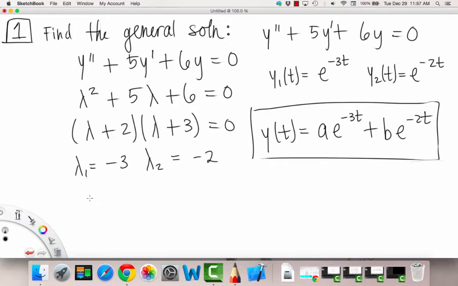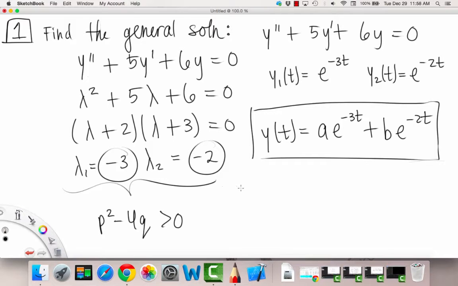And let me identify these. These both, negative 3 and negative 2, are real numbers, right? And they're two distinct ones. So this is the case where, if we would have plugged it into the quadratic formula, we would have gotten that the discriminant, this p squared minus 4q, is greater than 0. Thus, we have two distinct real roots. Real roots, okay? So that was the case for this problem here.